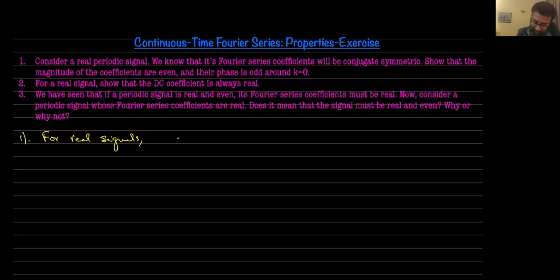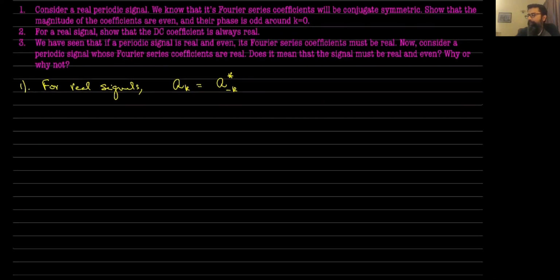So what I mean by conjugate symmetry is that a k is going to be equal to a minus k conjugate. Now, from this expression, can you see that the magnitude is going to be even? Yes. How? Because it's just a conjugate. There's a phase difference, but e to the j k omega naught t always has absolute value one, and a k is conjugated. Therefore, the magnitude will be the same. The magnitude of conjugates is always the same. Good.